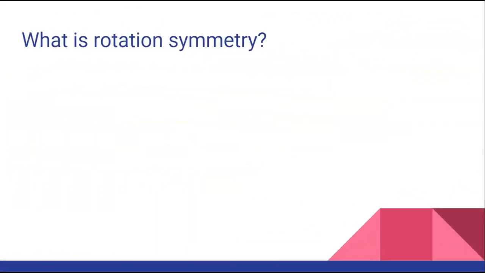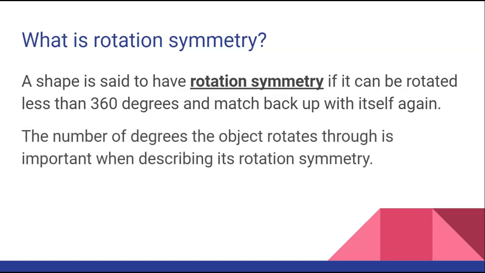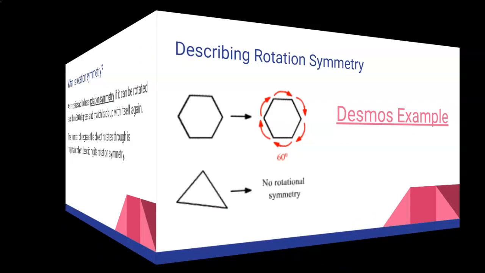So what about rotation symmetry? If reflection symmetry means we can fold an object in half, one half onto the other, and it matches up perfectly, what does it mean if something has rotation symmetry? A shape is said to have rotation symmetry if it can be rotated less than 360 degrees and match back up with itself again. The number of degrees that the object rotates through is important, and we use that to describe the object's rotation symmetry.